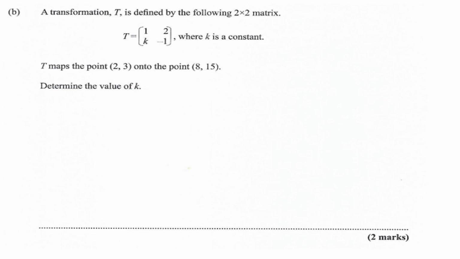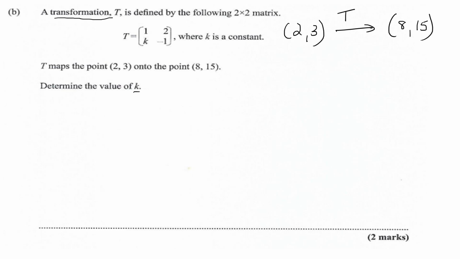Here we have part B. The transformation T is defined by the following 2 by 2 matrix. T is 1, k, 2, negative 1, where k is a constant. T maps the point 2, 3 onto the point 8, 15. So that means we have 2, 3, and transformation T gives you 8, 15. So we want to find k.